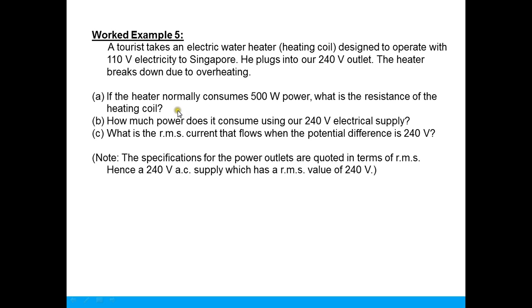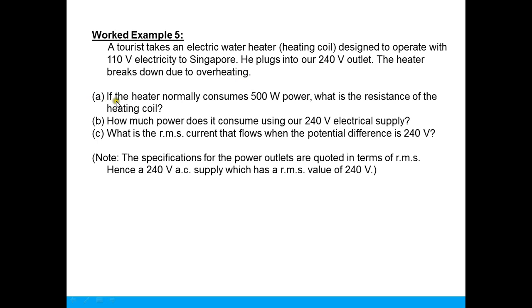Example number 5. A tourist takes an electrical water heater designed to operate with 110 volts electricity to Singapore. This means likely that this tourist is American, or that he bought an American-based water heater. He plugs it into a 240 volts outlet and the heater breaks down due to overheating. Let's find out why.